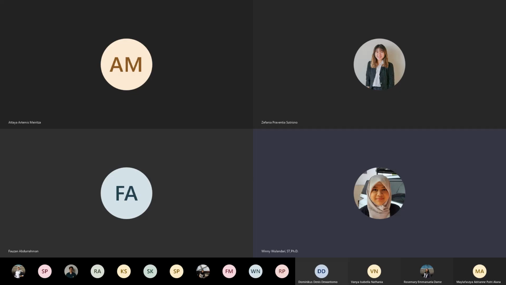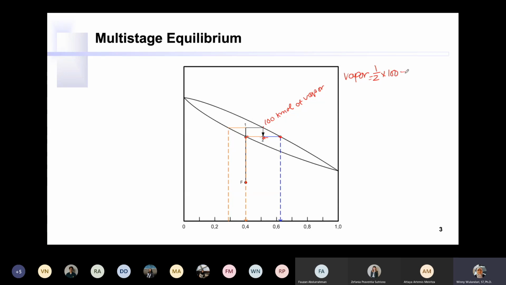So I will have only half of it, out of 100, which would be half kilomole of vapor. And what is the composition now? Much higher than 0.64, let's say 0.63. Okay, anggap ya. So instead of the feed from ZA being 0.4, 100 kilo plus 100 kilogram, now I have a higher concentration of A in the vapor, 0.63, but only 50 kilomole of vapor.